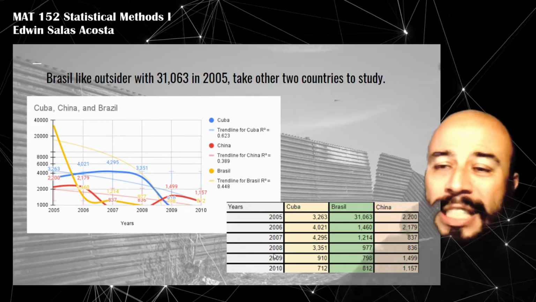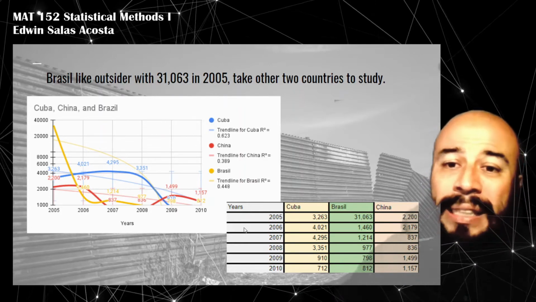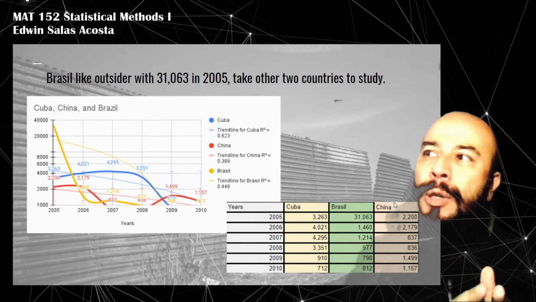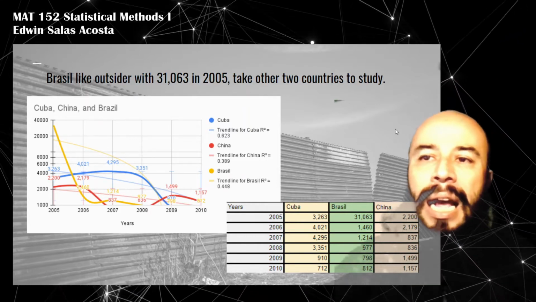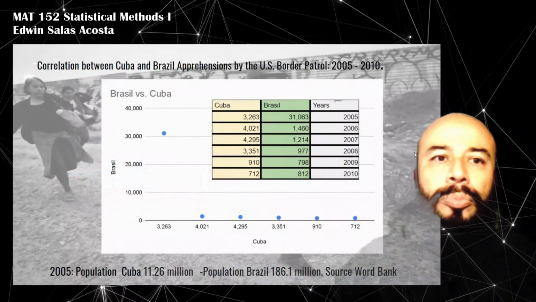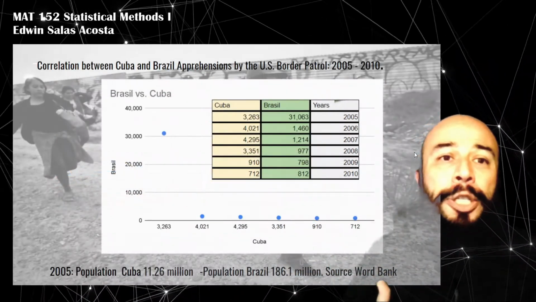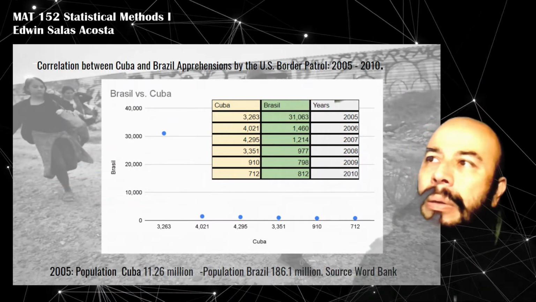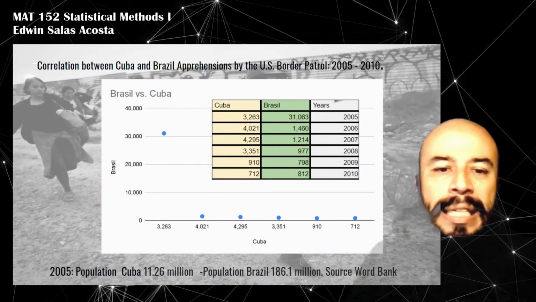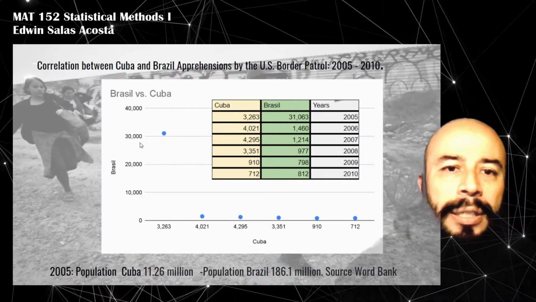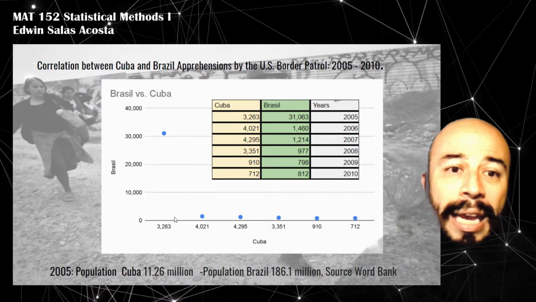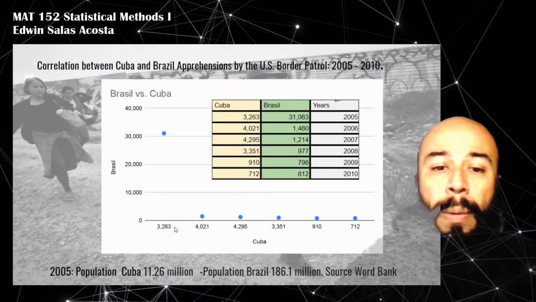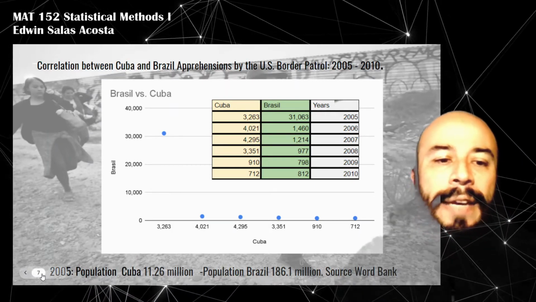Then now we can see in the years in this raw data to take only these 3 countries as a study case, only the 3 countries. After I made this, I decided to make the correlation between Cuba and Brazil, because it's 2 countries. It's not always you can talk about this, and you can see here the 30,000 with a correlation of 3,000 of Cuba.